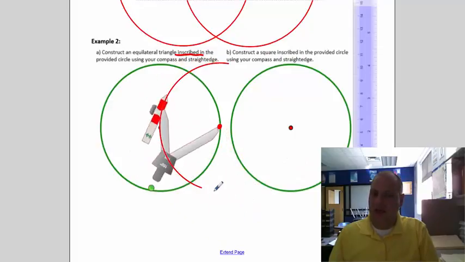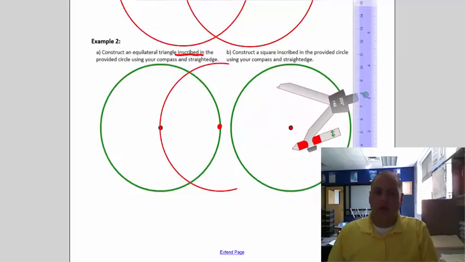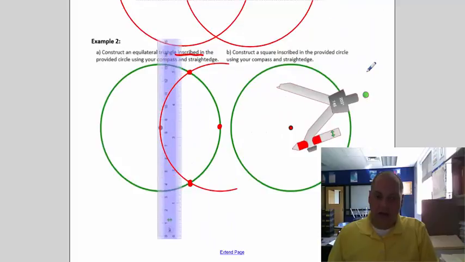another circle. I'm just going to do half a circle because I don't want to go into the other construction. So see that right there? By doing that, you have now created 2 points on the circle, right? And that's the one side of the equilateral triangle.